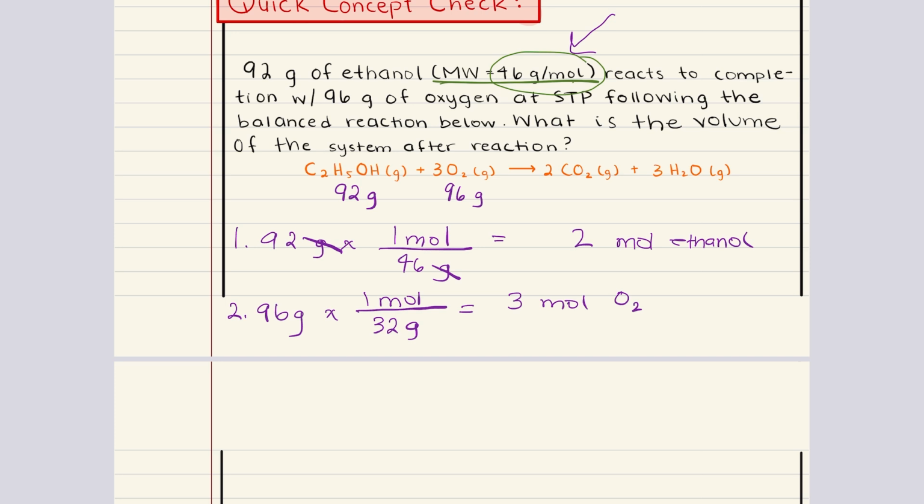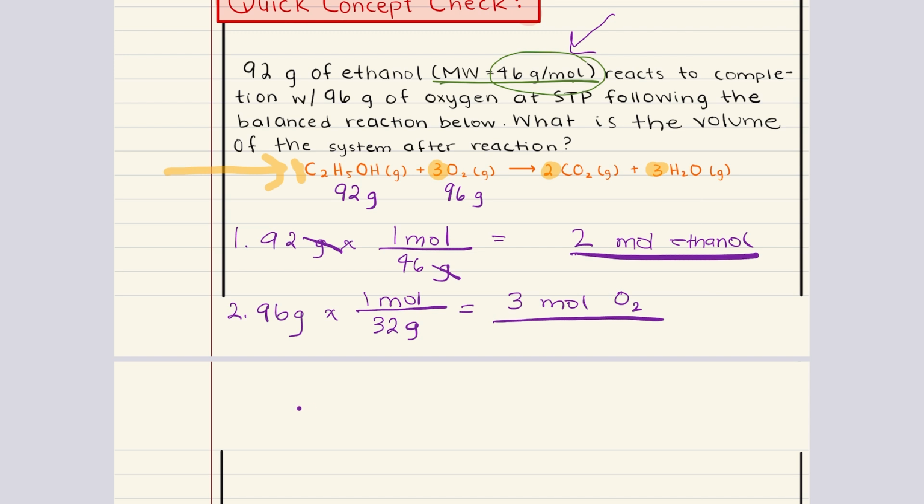Here, we also need to rely on the balanced equation we're given. From the balanced equation, we see that 1 mole of ethanol reacts with 3 moles of oxygen gas, and that produces 2 moles of carbon dioxide and 3 moles of water. Now, what we have to start off with is 2 moles of ethanol and 3 moles of oxygen gas.